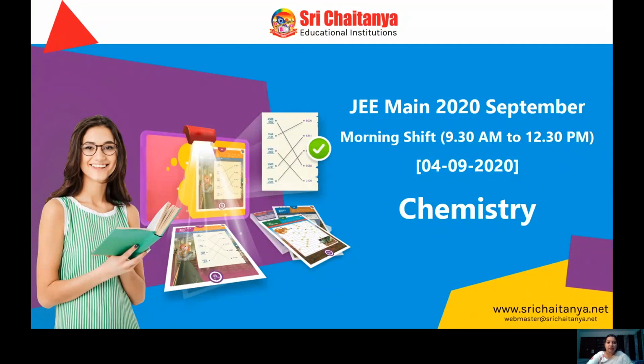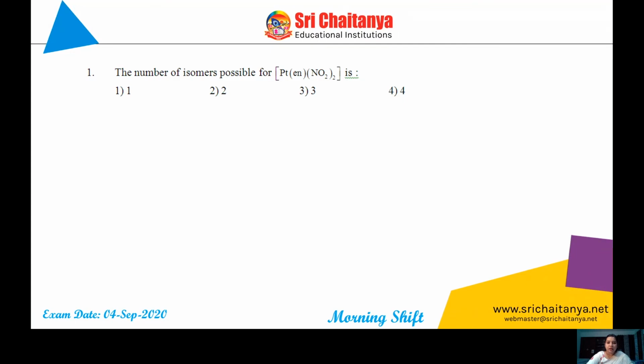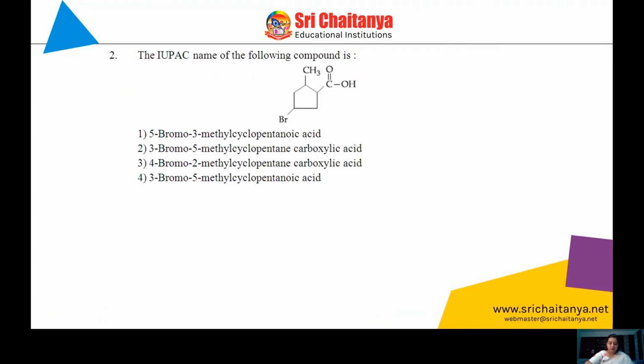Here is the paper. The organic questions start from question number 2. Here is our question. It says, the IUPAC name of the following compound is. If we observe this compound, the preferred functional group is certainly COOH. So the most preferred position, position number 1, will go to that.